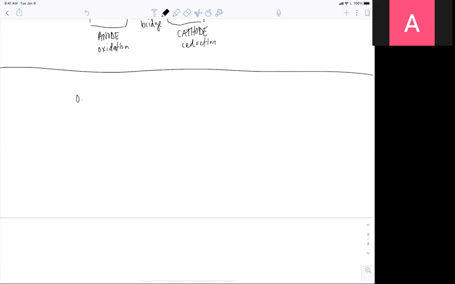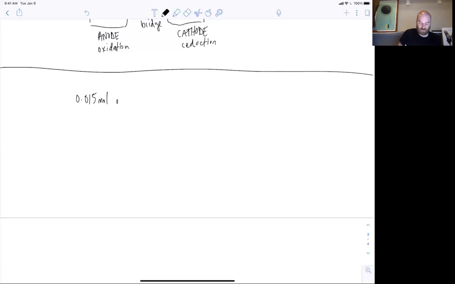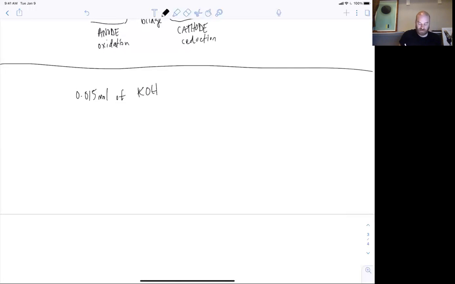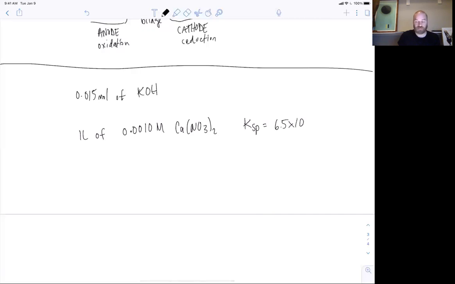So this one is, we have 0.015 moles of KOH. And then we have 1 liter of 0.0010 molar calcium nitrate. And then we know that the KSP is equal to 6.5 times 10 to the minus 6th for calcium hydroxide.